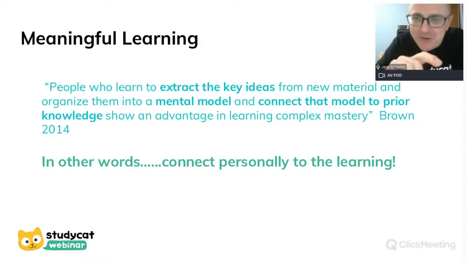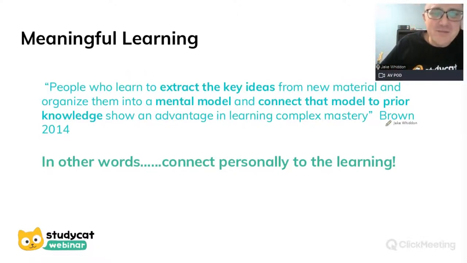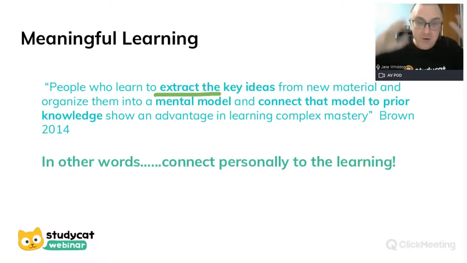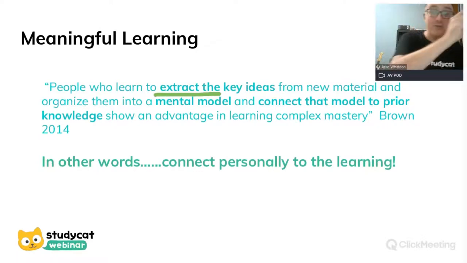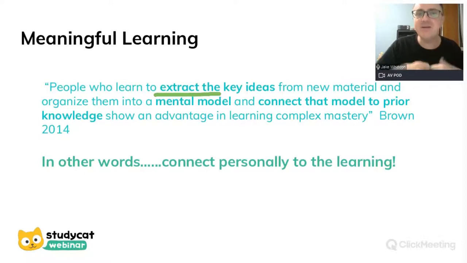So this is a really difficult way to say it. I'll say it in two ways, the simple way and the difficult way. So Brown, whose research is worth looking up, talks about people who can learn to extract the key ideas from the new material and organize them into a mental model and then connect that model to a prior model or prior knowledge, right, show an advantage to learning complex mastery. So in other words, connect what you're learning now to something you already know. Connect personally to the learning.